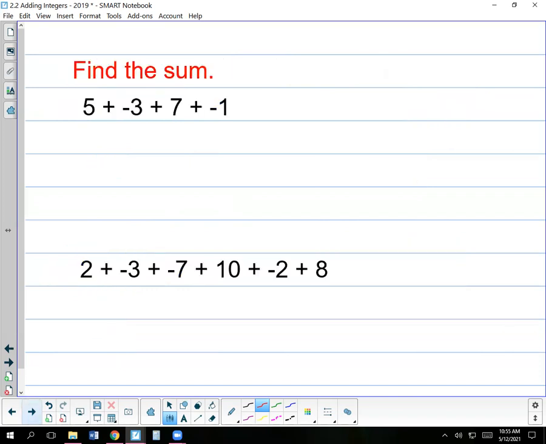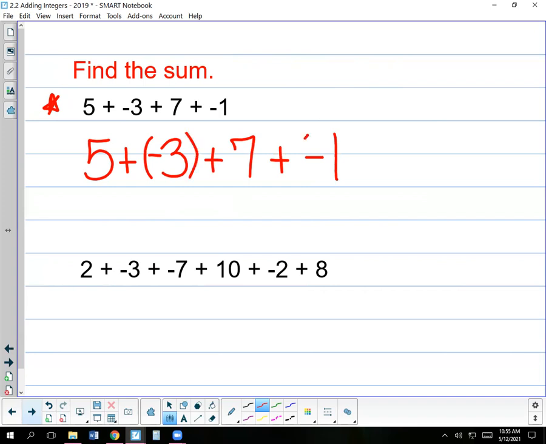Yep. Okay, so what if I was to find the sum of this? Let's write these. This is a good example here. I'm going to do 1 or 2 depending on it. So let's write this one as a good example. So I have 5 plus a negative 3 plus a 7 plus a negative 1. Now, sometimes in the textbook, again, they'll put these in parentheses. It's just showing you the negative is grouped with that number.